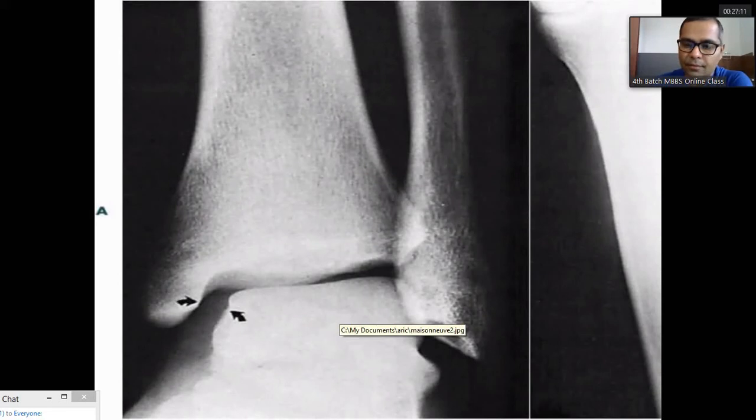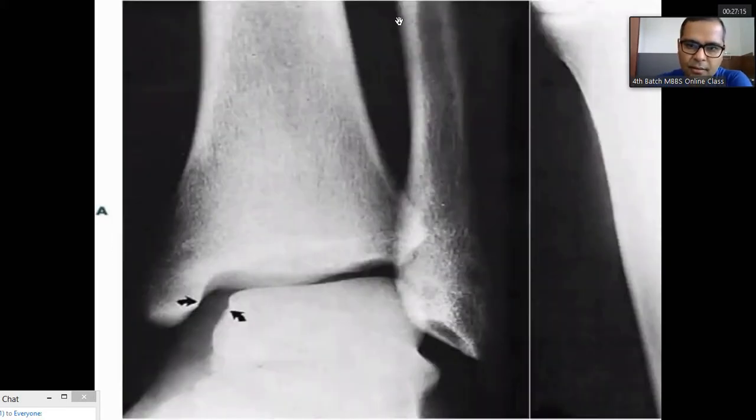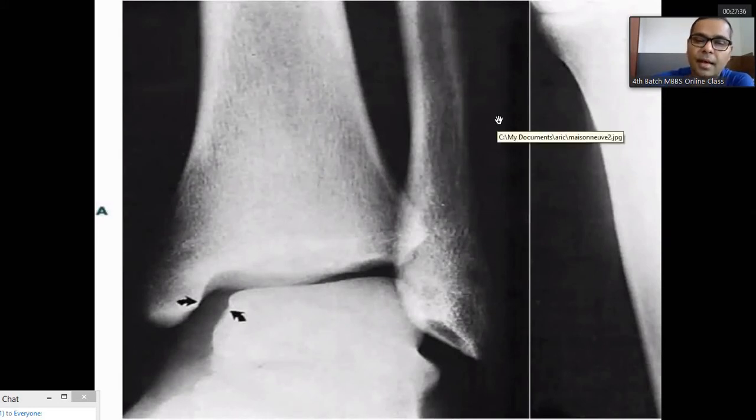If in the same patient we do a full-length X-ray of the leg, we may appreciate the fracture at this high level, the lateral malleolus. With the rotational force, the medial deltoid ligament gives way, and sometimes the syndesmosis gives way, and ultimately the fibula fractures high up, which may not be visible in the ankle view only. This suggests the importance of clinical evaluation.